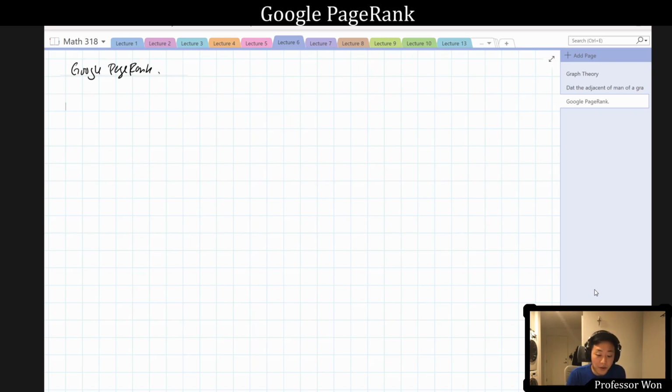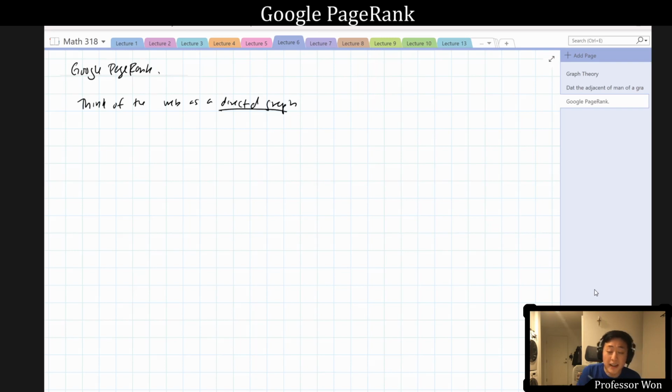And they came up with a very elegant solution that, at this point in the class, we can totally understand: the Google PageRank algorithm. Okay, so the first thing to do is to think of the web as a directed graph. Okay, so let's think of the web as a directed graph.